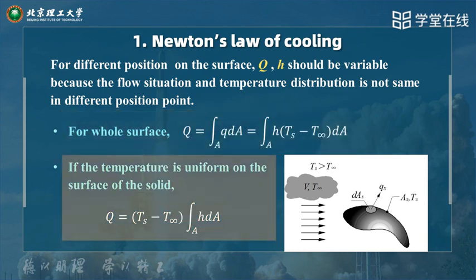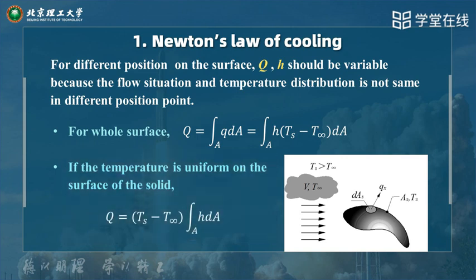If the temperature is uniform on the surface, certainly Q equals the temperature difference Ts minus T infinite, also times the integration of H dA over the whole surface. Here is the heat transfer flow rate for the whole surface.